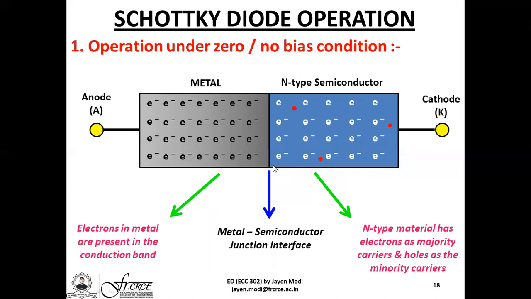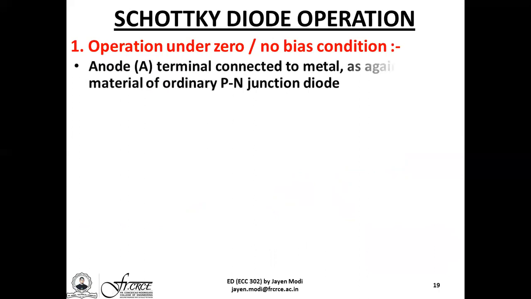Obviously, the energy level of the electrons in the n-type semiconductor without an external bias is quite low as compared to the energy level of the electrons in the conduction band. So there is no transfer of electrons from the n-type semiconductor material to the metal. So there is no chance of any current flowing through the device under a zero bias condition. The anode terminal is connected to the metal, as against p-type material for the ordinary p-n junction diode.